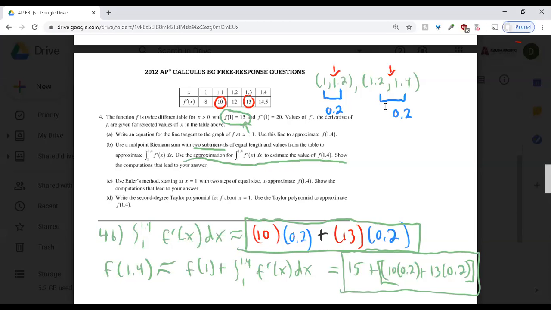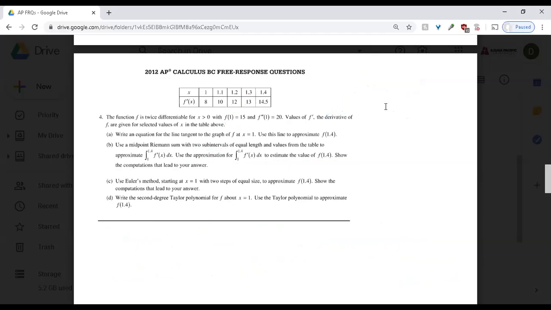Okay, let's go to number 5. Actually, can you do C? Sorry. C, no problem. Let's look at C.